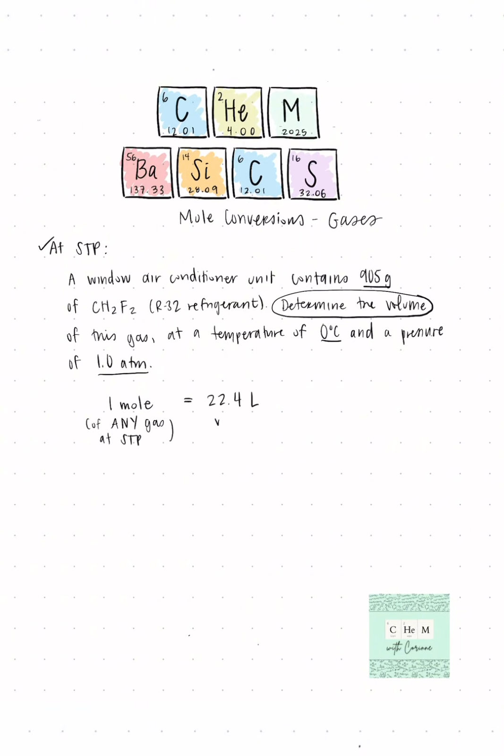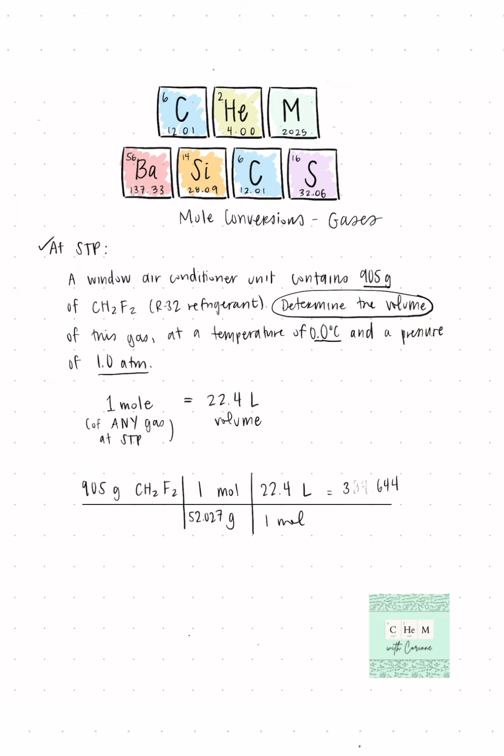Looking at this problem, we have a mass of 905 grams. We need to first convert that into moles. Once we've converted from grams into moles using the molar mass, then I can use that conversion: 1 mole is equal to 22.4 liters. I always write in my units first, then go back in, calculate that molar mass, and fill that out. Once I do the actual conversion, I'm going to double check for sig figs. I guess we're going to go with 3 sig figs here, so that would be 390 liters.